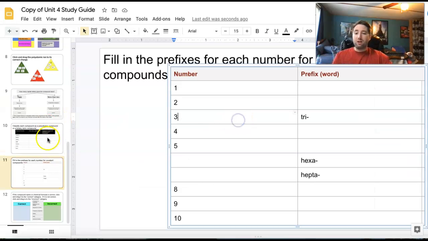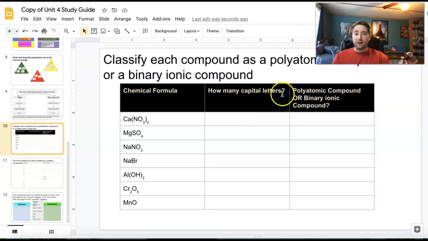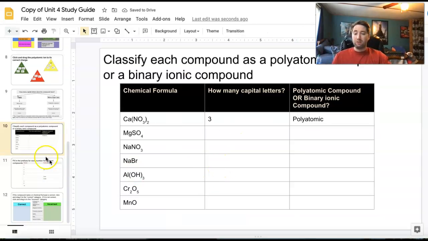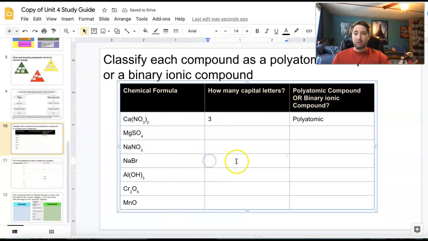Alright, so now in this one, you're going to want to fill in the number of capital letters and if it's polyatomic or binary ionic. Alright, so this one has 1, 2, 3. This has 3 capital letters. So this is going to be polyatomic. Okay? This one down here, the next one in the chart here, this one has 3. This one only has 2, though. So it's going to be binary ionic.